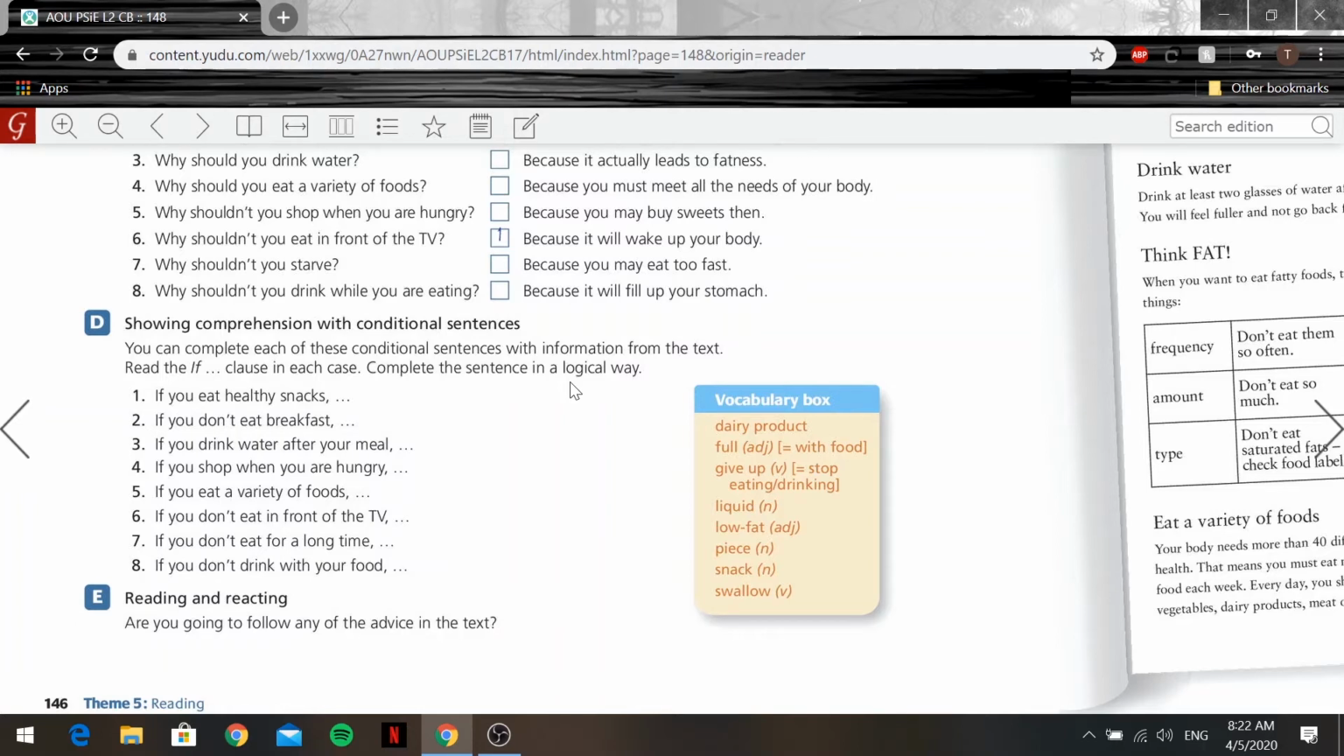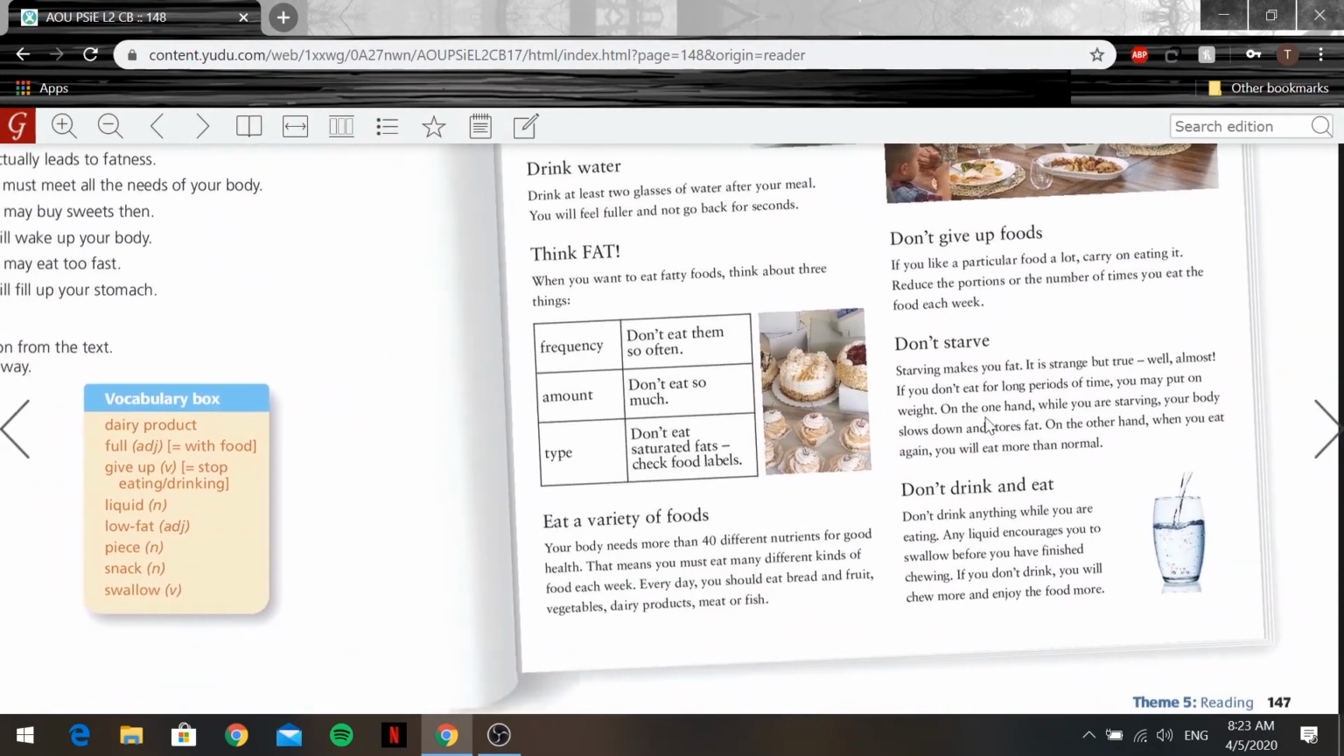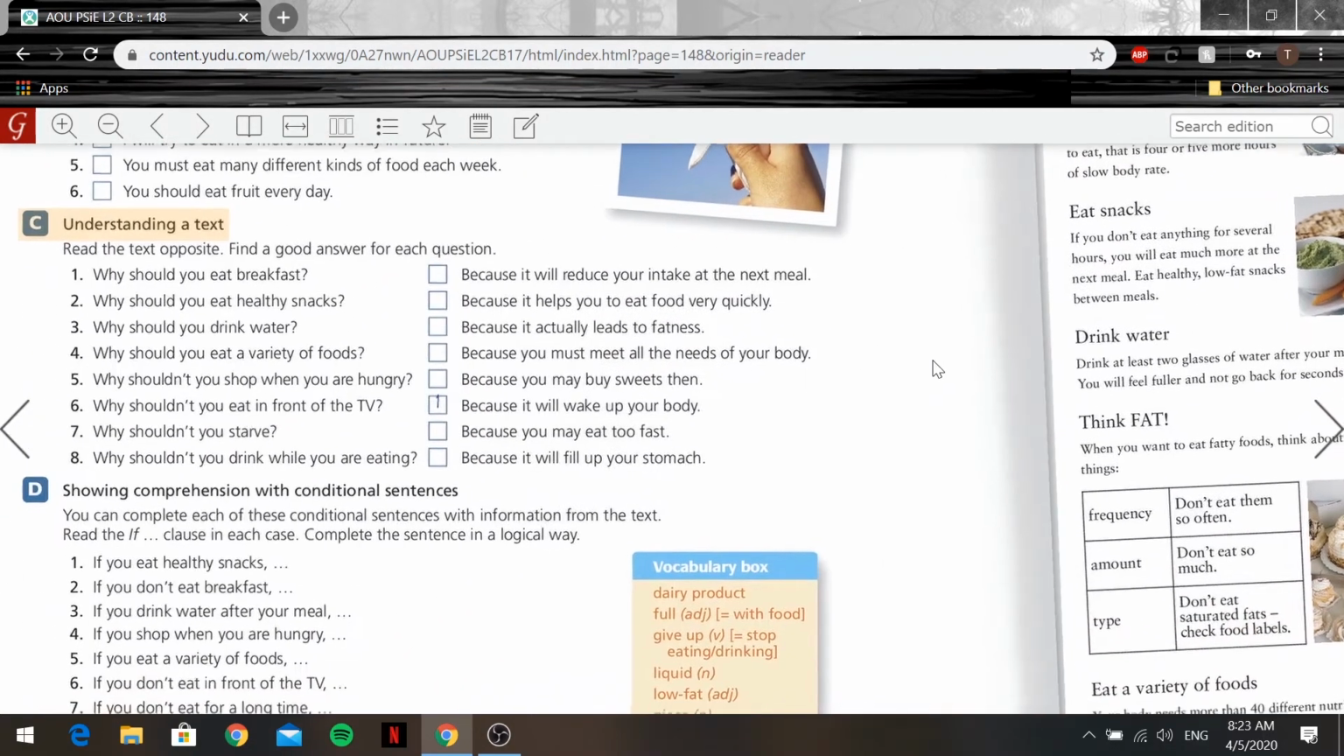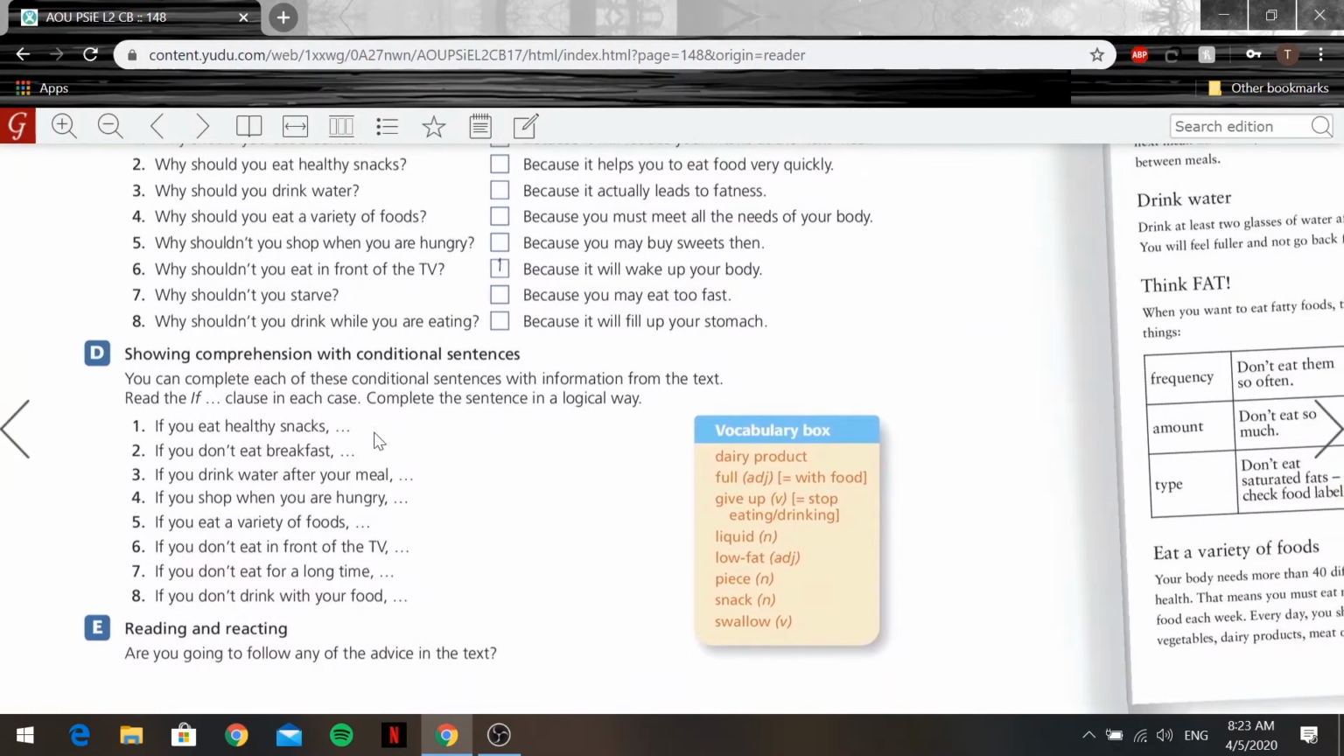Right, so we're going to complete these sentences in a logical way from the text. Okay, so here we have one. If you eat healthy snacks, let's go to the snacks section right here. If you don't eat any, you will, so eat healthy. For example, if you eat healthy snacks, to complete this in a logical way, we'll say you won't be so hungry. Or we could also say you will not eat so much at the next meal.